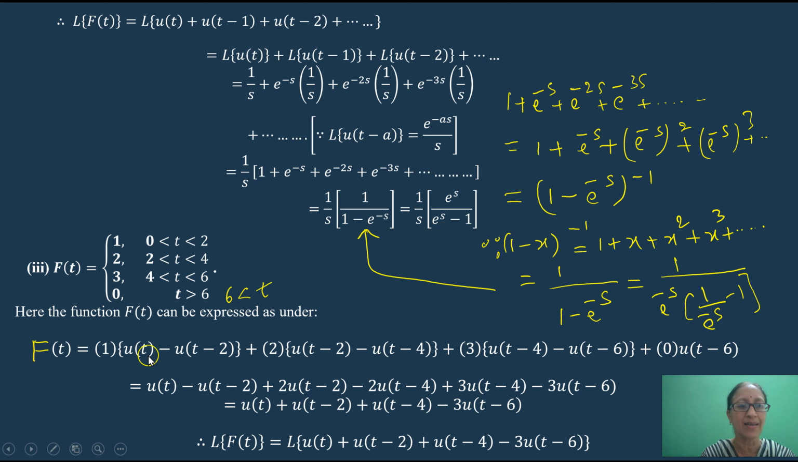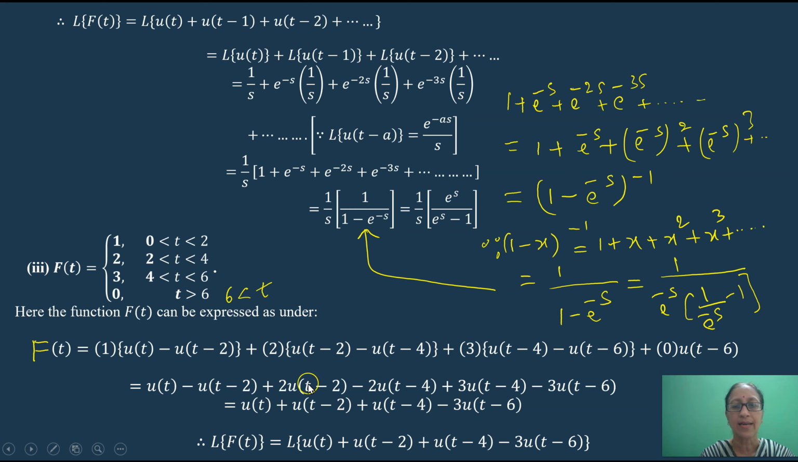When you simplify this, here you get u of t minus u of t minus 2 plus 2 into u of t minus 2 minus 2 into u of t minus 4 plus 3 into u of t minus 4 minus 3 into u of t minus 6. Here last term becomes 0.